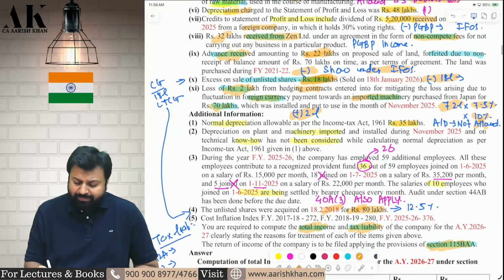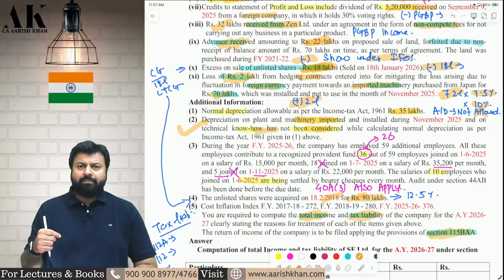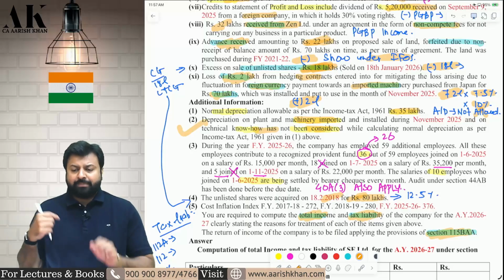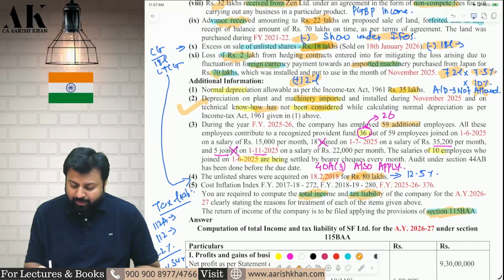Next, normal depreciation of 35 lakhs you will claim. Then they have said that imported machinery and know-how depreciation has not been considered. Therefore, we are computing the imported machinery depreciation and know-how depreciation separately. Okay. Now, last but not least, you are hiring some 59 additional employees.